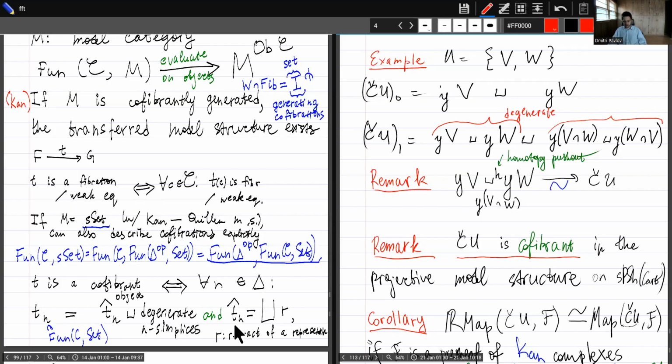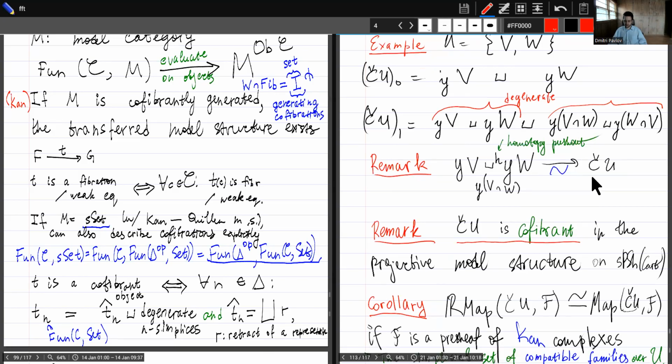And the second condition was that the remaining part is T hat. So what you get after you remove the degenerate simplices, the remaining part splits off as a coproduct of retracts of representables. And that's exactly what happens here. You have a coproduct, and individual summands will be representable. So that clearly satisfies the criterion. This picture will persist in higher dimensions.